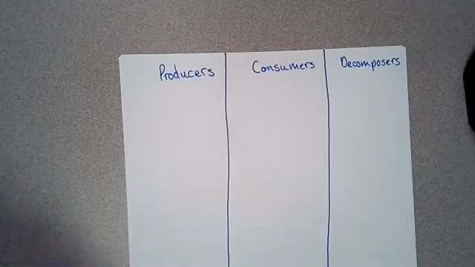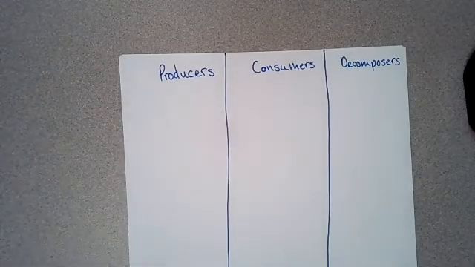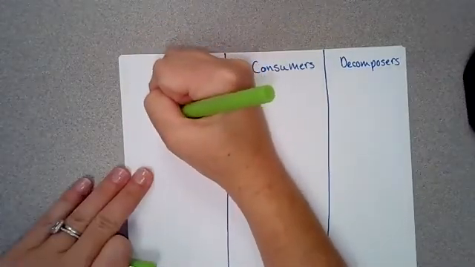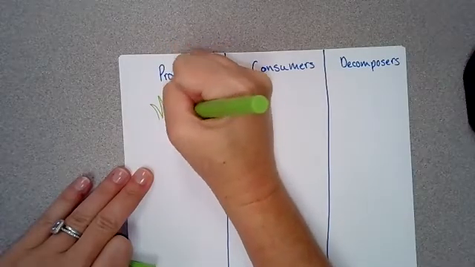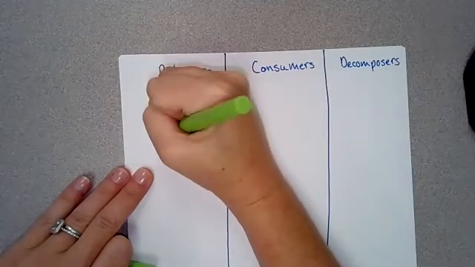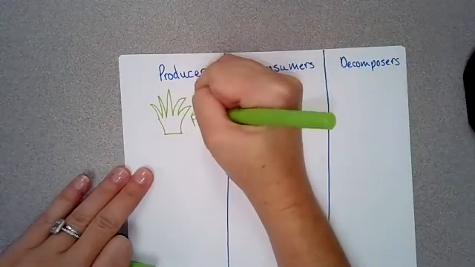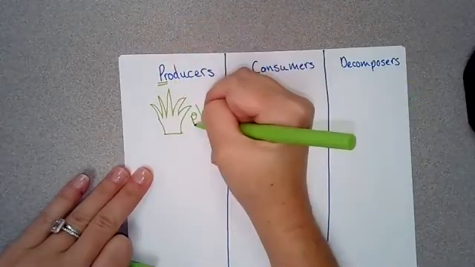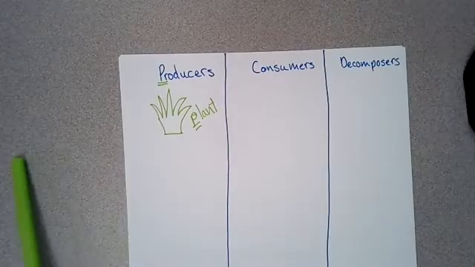All right, producers. I want you to draw a picture of a plant because producers are always plants. I'm going to try to draw a green leafy plant. It doesn't have to be grass. Any kind of plant is a producer. That is not a very pretty plant. All right, so this is a plant. I want you to underline the P in producers and the P in plant because PP, producers are plants.